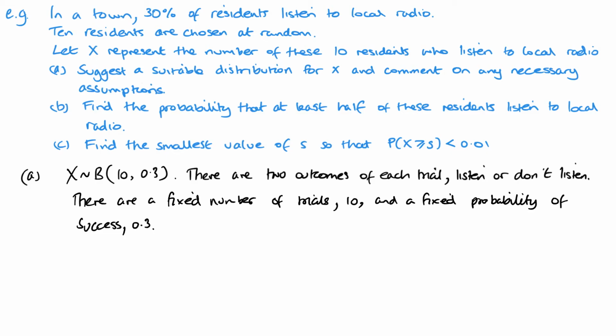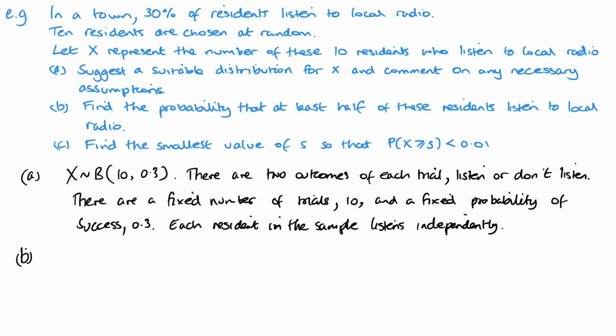0.3. And then finally, it's the independent bit. So we need to assume each resident listens independently. Because in cases like this it could obviously be not true. So we have to make sure that it is assumed that they are listening independently. And that's part A done. It shouldn't be too difficult. Like I said in the previous stuff, there's always going to be a couple of things that you need to remember and essentially apply them to all of these kind of worded questions, isn't it? The assumptions that you make.